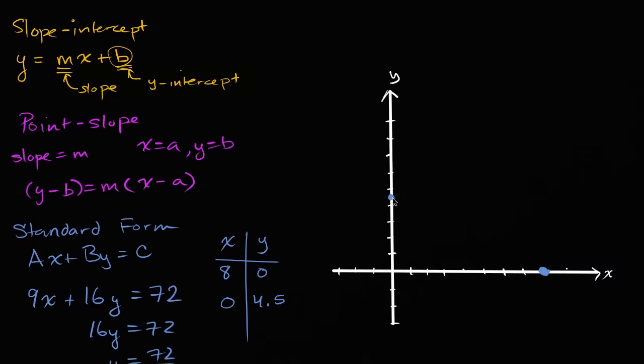And just these 2 points are enough to graph a line. We can now graph it. So let's do that. Whoops, I thought I was using the tool that would draw a straight line. Let me see if I can. So the line will look something like that. There you have it. I've just graphed the line that represents all the x and y pairs that satisfy the equation 9x plus 16y is equal to 72.